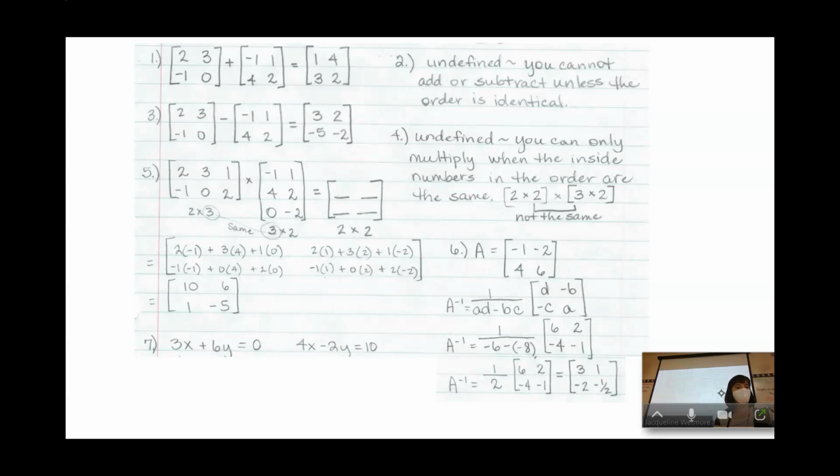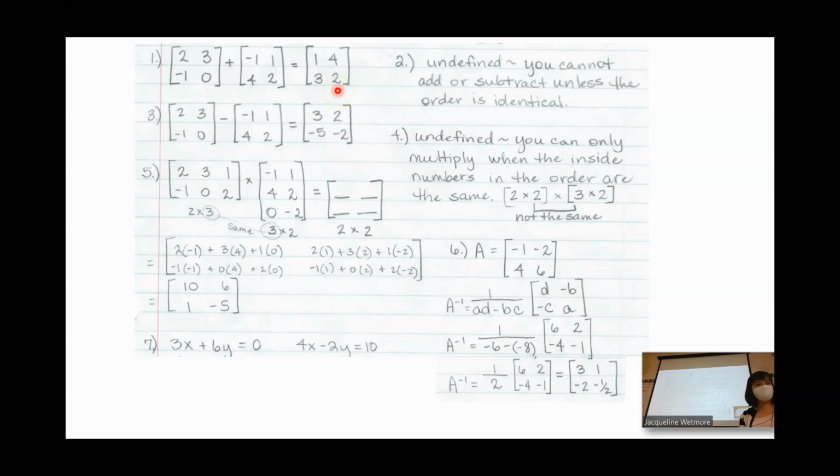All right, so if we look at number 1, we have a 2 by 2 and a 2 by 2. Are we going to be able to add that? Yes. All right, so if we have a 2 by 2 and a 2 by 2, we will be able to add those. So literally I'm going to take what's in the first row, first column, plus what's in the first row, first column, and put it in the first row, first column. All right, so then 3 plus 1 is going to give us 4, and then negative 1 plus 4 gives us 3, and then 0 plus 2 gives us 2.